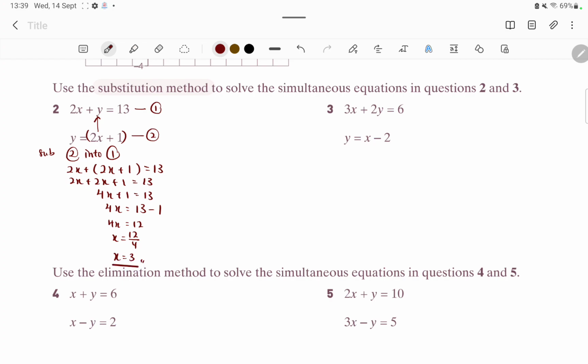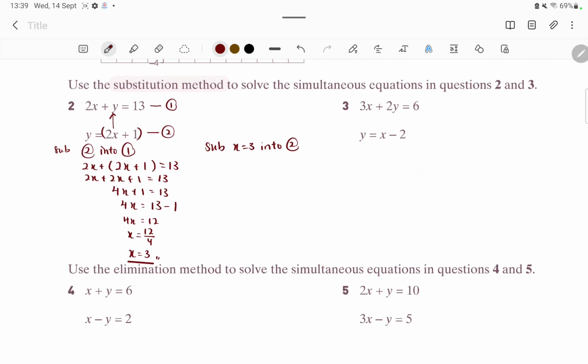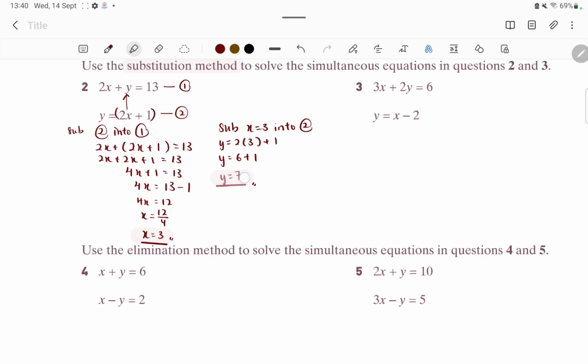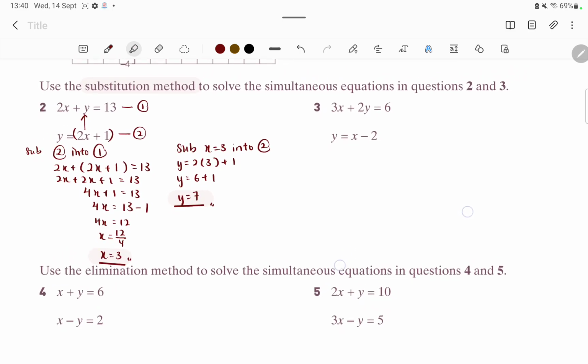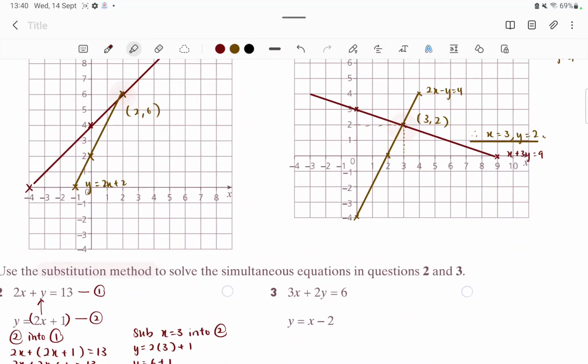Okay. And then after that, we substitute x equals to 3 into equation 2. So y equals to 2 times 3 plus 1. So this one should be 6 plus 1. You should get 7 as your final answer. So this one and this one is your final answer. So actually substitution method and elimination method both are easier than graphical method.